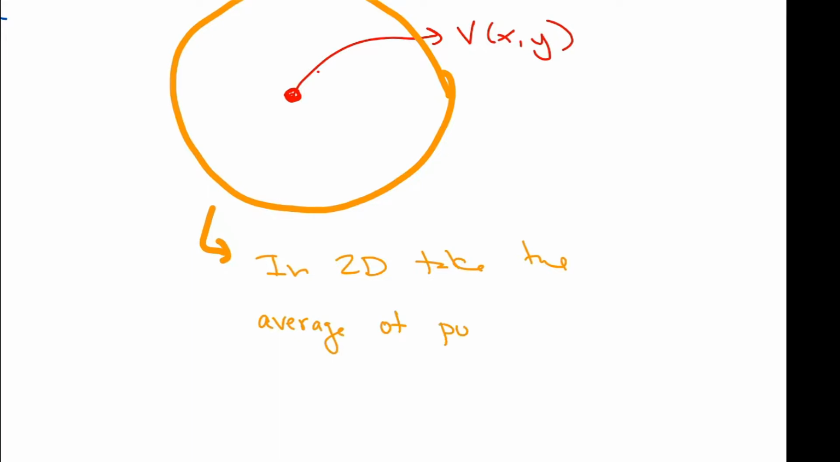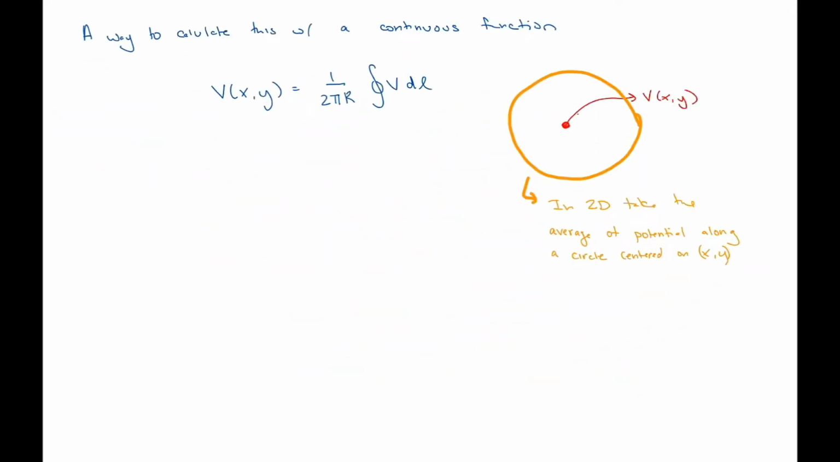of the potential along a circle, and it has to be centered on my points x and y. Okay, and that circle can really have any radius r. As long as it's centered, this is going to work. Okay, what about in 3D? Okay, so this is in 2D.